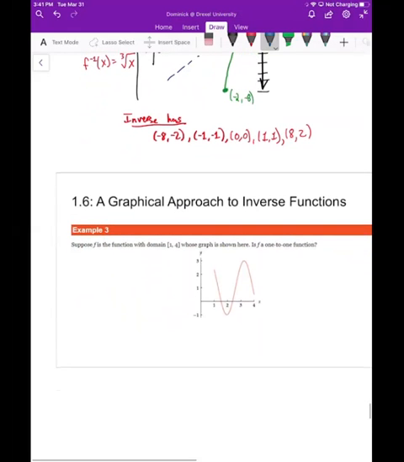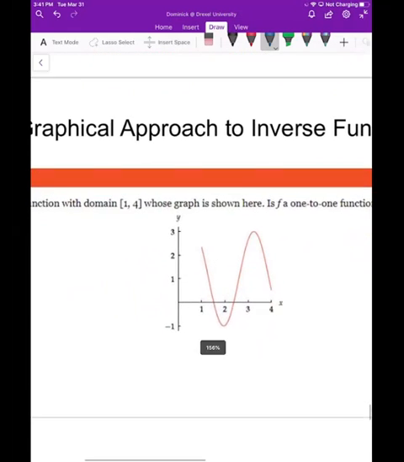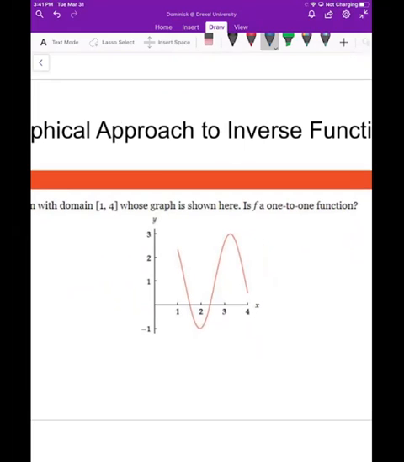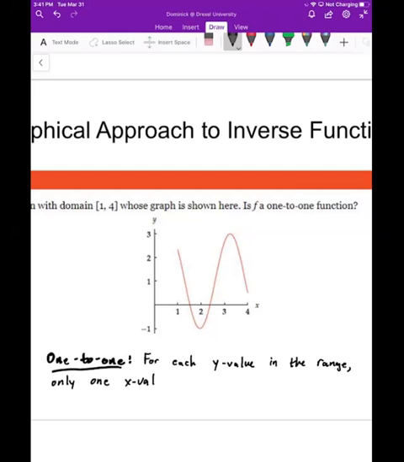Okay, so let's look at this graph here. So we want to know, is this function one-to-one? All right, now again, what does it mean to be one-to-one? It means that for each y value in the range, only one x value maps to that y value.